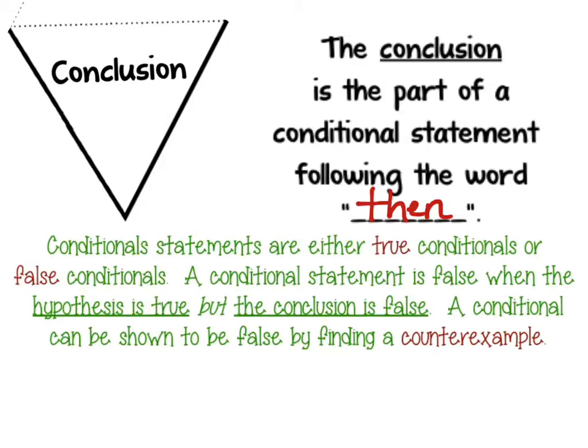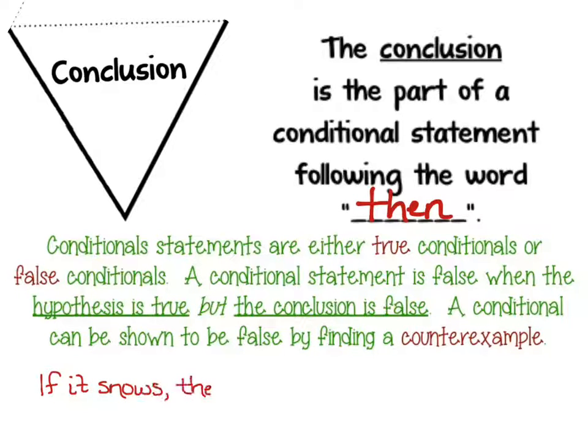Now, one thing you need to understand is that conditional statements are either true conditionals or false conditionals. And a conditional statement is false when the hypothesis is true, but the conclusion is false. And all we have to do is find a counterexample. So let's take a look at an example.